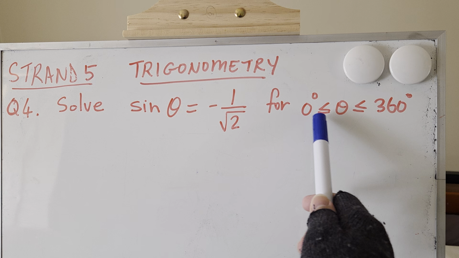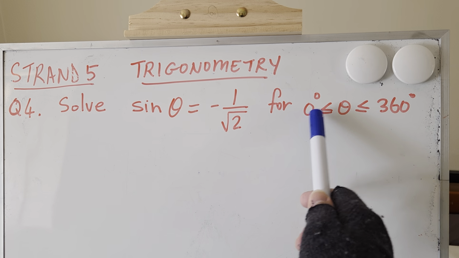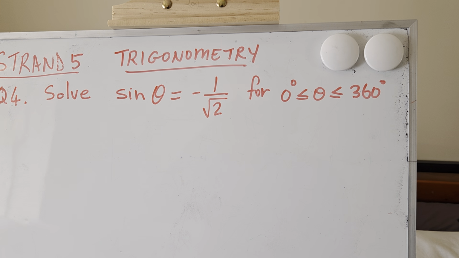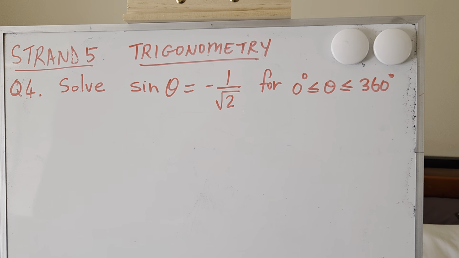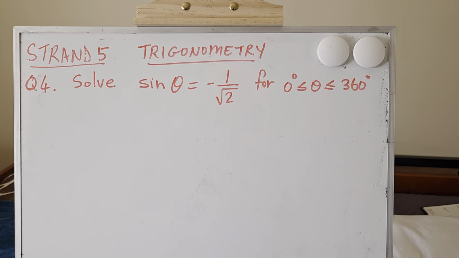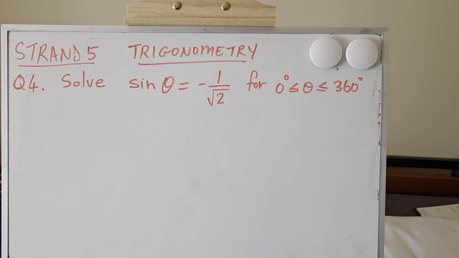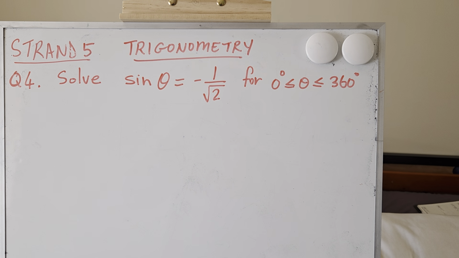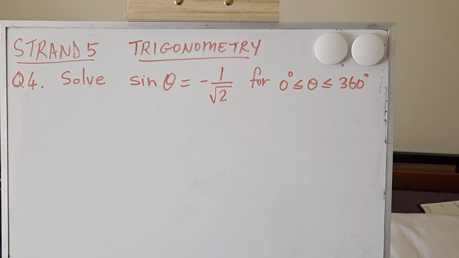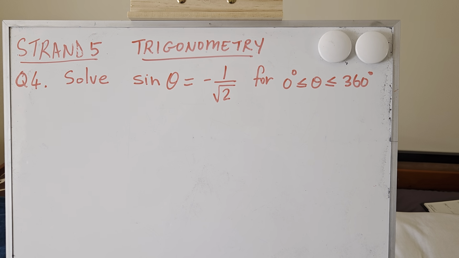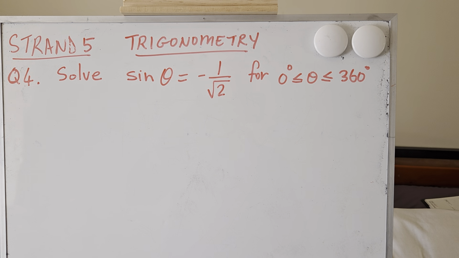The question is: solve sine theta equals -1 over square root of 2 for the range of theta on the domain from 0 degrees to 360 degrees. So solving from that range, 0 to 360 degrees. What this question means is, on the graph of y is equal to sine theta, where exactly is the graph equal to -1 over square root of 2? Now, here's the diagrammatic information.